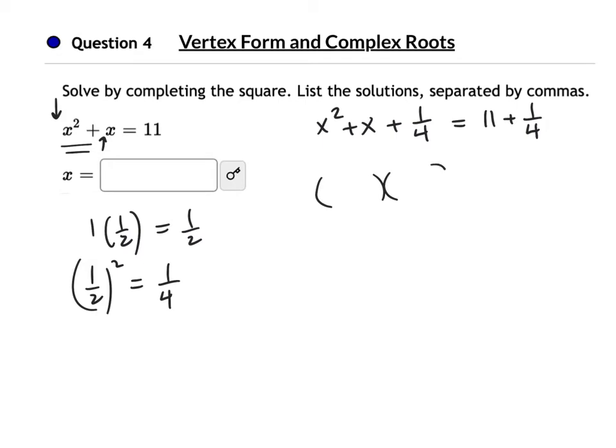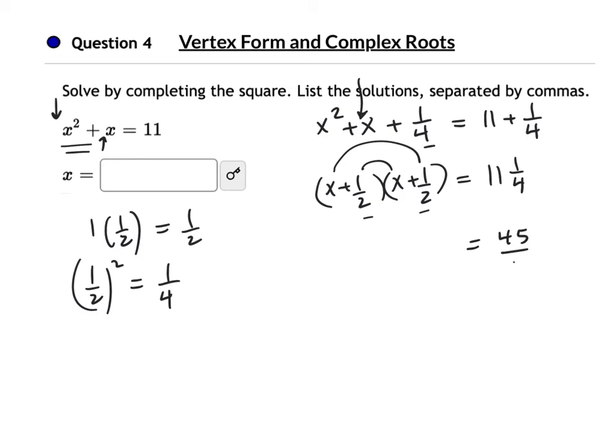This is a perfect square and always will be if you take half the coefficient of x and add it to both sides. In fact, it's x plus a half times x plus a half. Notice that the middle term will be 1/2 x on the inside and 1/2 x on the outside. And 1/2 x and 1/2 x make 1 x. That's the middle term. Notice that 1/2 times 1/2 is 1/4. This is a mixed number. It's 11 and 1/4. 4 times 11 plus 1 would be 45 fourths. I have x plus 1/2 squared equals 45 fourths.